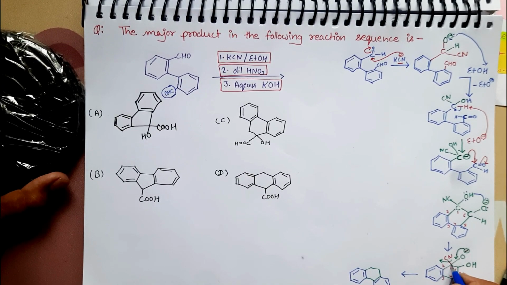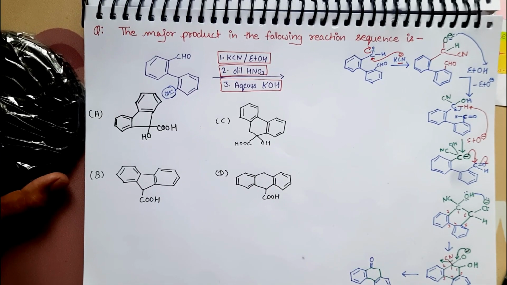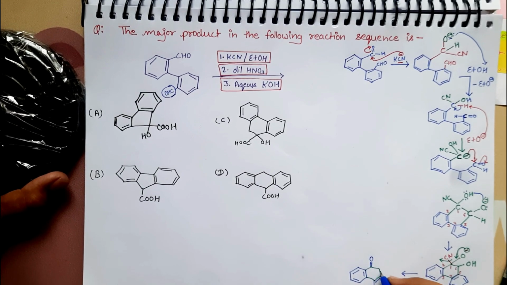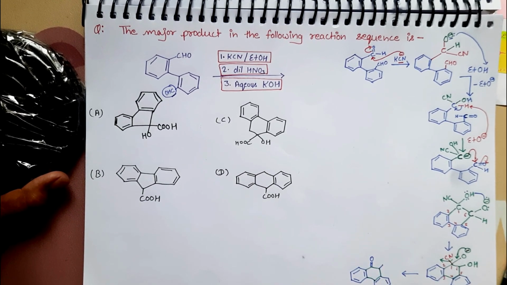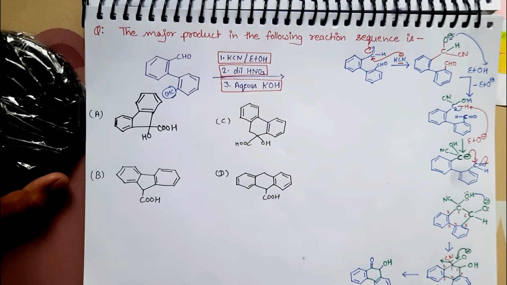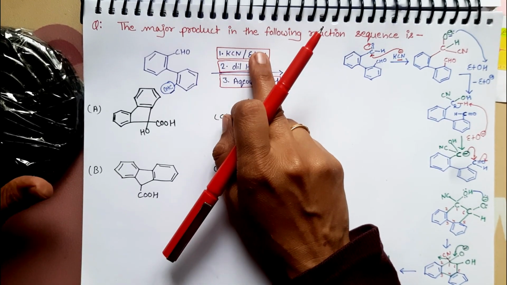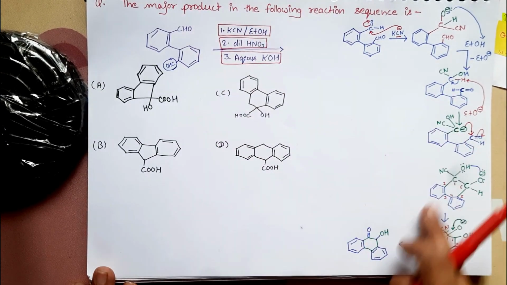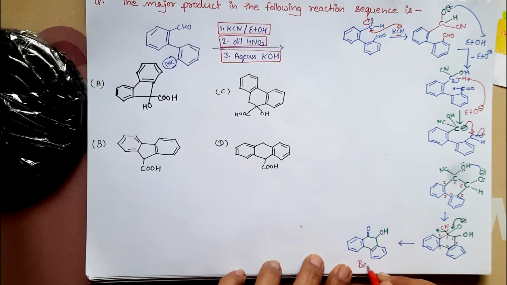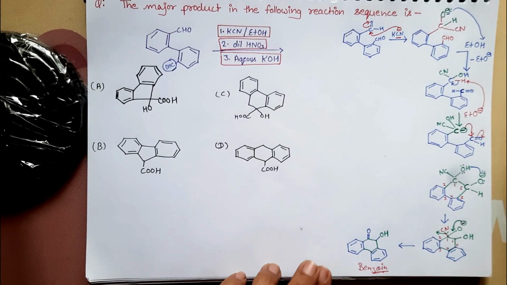On C1 carbon we have a carbonyl group, and on C6 carbon we have one hydroxyl group. So this is our product after step 1. After this step we get this product, and we call this structure benzoin.